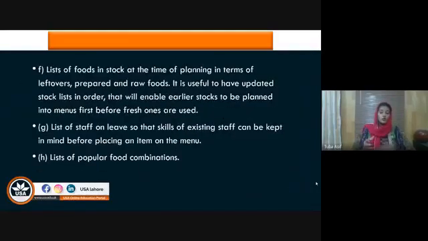I would like to summarize again. You must know the list of the seasonal foods. You must know the raw materials. You must know what to do with the leftovers. You must know the skills of your staff. You must know which of the staff is going to be on leave. You must know the popular food combos.